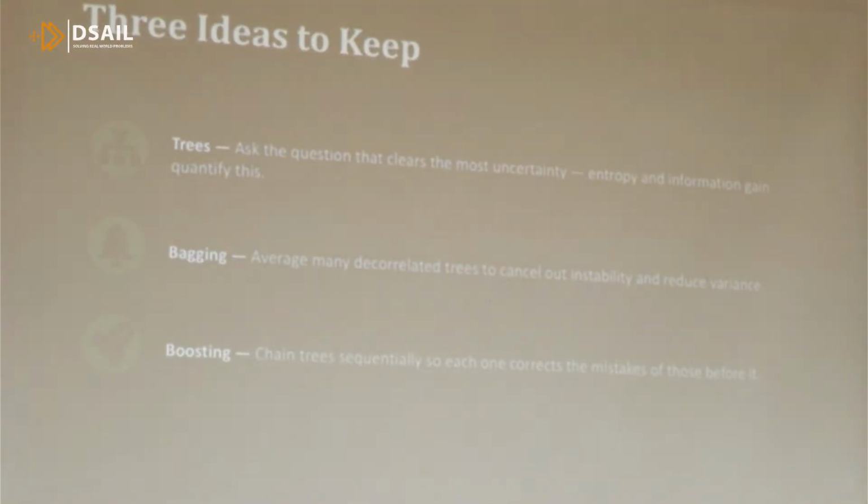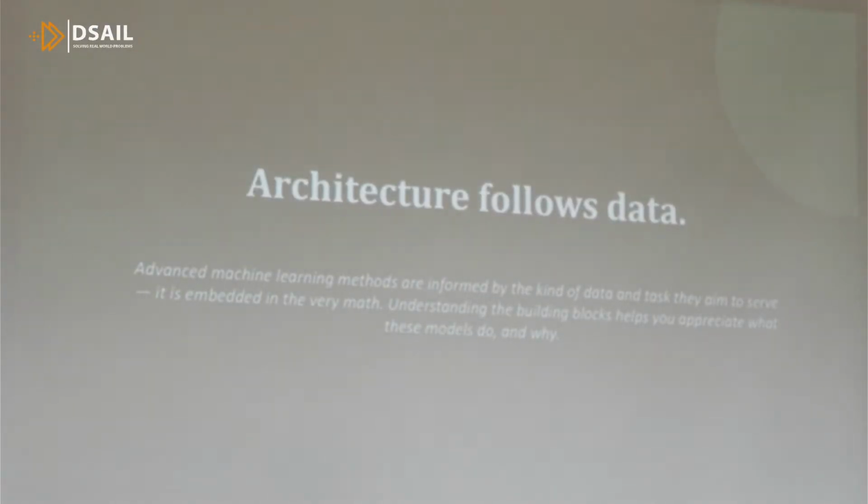So trees ask a question that clears the most uncertainty. That is entropy, and information gain is used to quantify this. That's what we studied. Bagging: average many decorrelated trees to cancel out instability and reduce variance. Boosting: you chain trees sequentially, so each one corrects the mistakes of those before it. And so the architecture follows data. So data informs the architecture of whatever you choose. And this again will also be seen when you're doing neural networks. So this is a hint towards that. The math behind architectures is informed by the characteristics of the data.